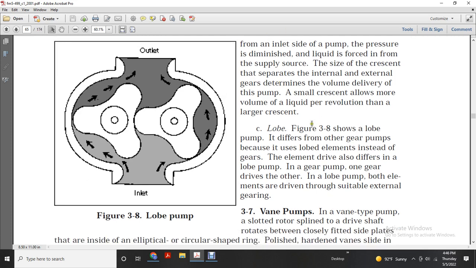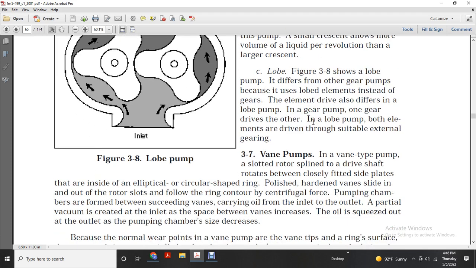3.7 The vane type of pump has a rotor slotted to the drive shaft. The rotor sits between closely fitted slide plates inside an elliptical, circular-shaped ring, with polished, hardened vanes sliding into and out of the rotor slots and following the ring contour by centrifugal force. Pumping chambers form between succeeding vanes, carrying oil from the inlet to the outlet.